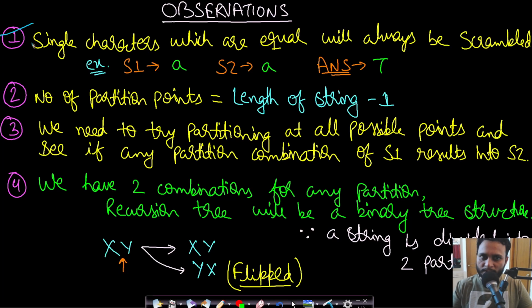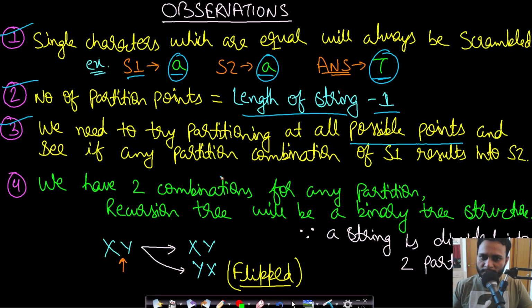Okay. So the observations in this case are: single characters which are equal will always be scrambled. It was mentioned in the question as well. So if S1 is A and S2 is A, then we will compare if the single strings are equal. That means the single characters are equal. If they are the same, then we will return the answer as true. Now the number of partition points in this case will be length of string minus 1, which I already showed you. And the third point is we need to try partitioning at all possible partition points and see if any partition combination of S1 results into S2, like I have shown in the previous example.